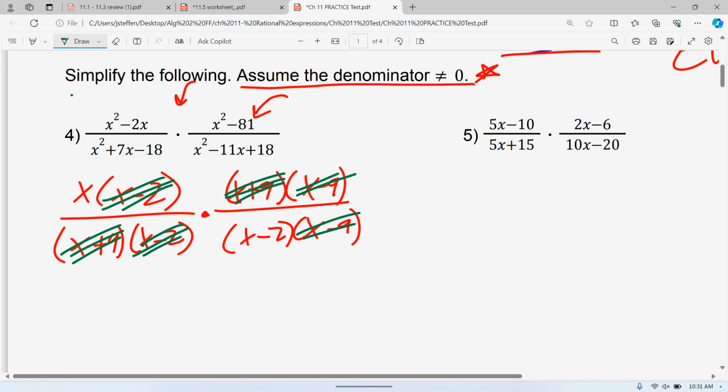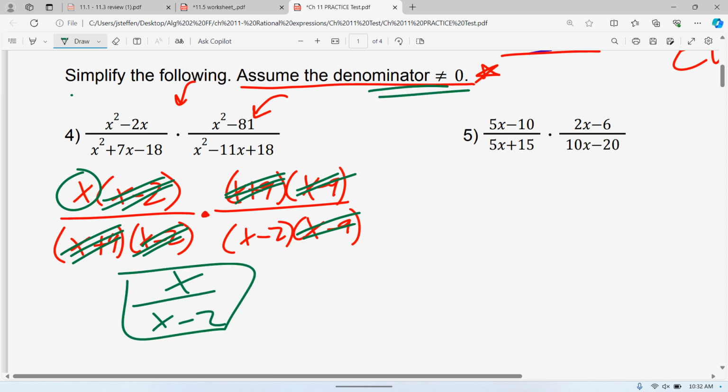So once you do all this work, make sure you double check, because sometimes you get one of these that's hiding, and I've done this before where I do everything right and just miss it when I write it down. That's x over x minus 2. You don't need to worry about excluded values because we discussed that about the denominator.